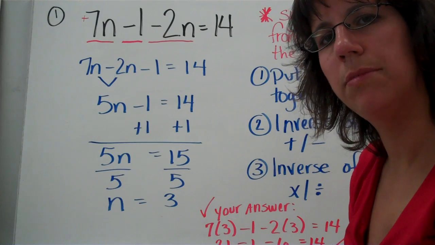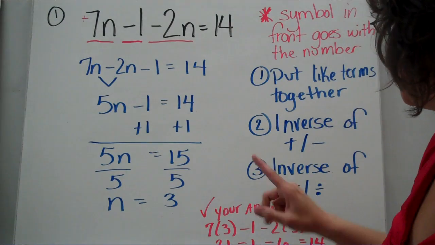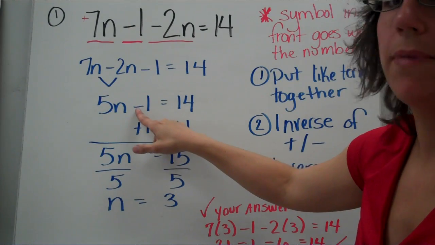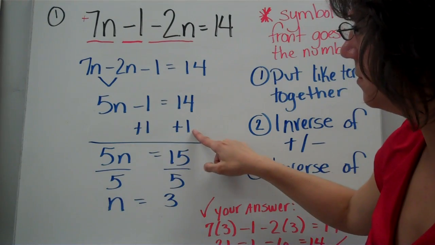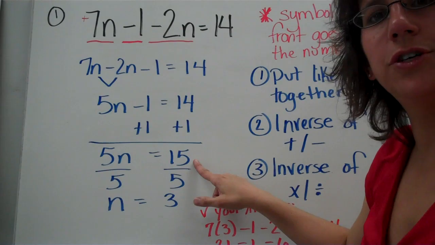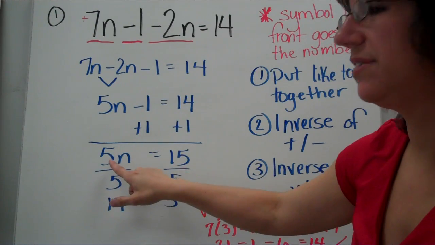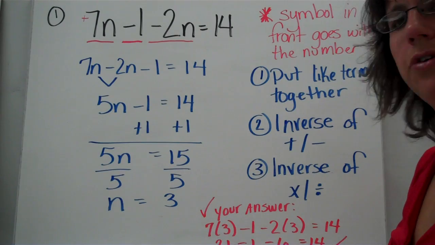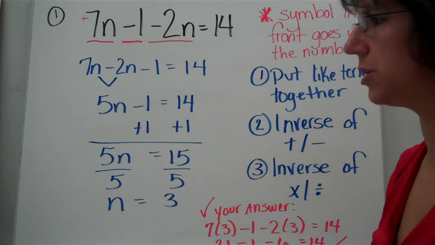Pay attention to those like terms. Step 2 is to do the inverse of any adding and subtracting. The opposite of minus 1 is plus 1. And then do the inverse of all the multiplying and dividing. The opposite of multiplying by 5 is dividing by 5. Make sure you check your answer back in the original problem to make sure it works.